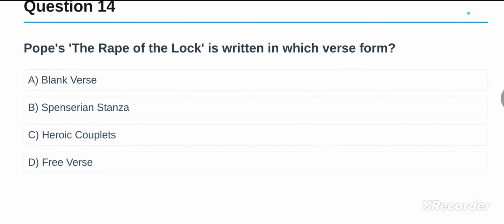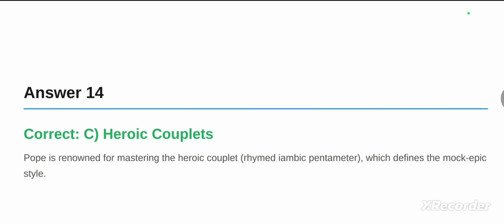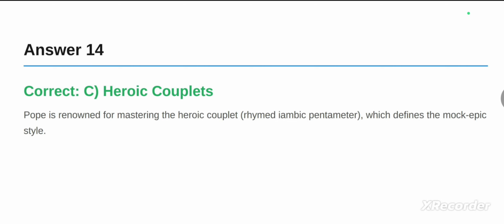Question number 14. Pope's The Rape of the Lock is written in which verse form? And we all know Pope is famous for his heroic couplets. Pope is renowned for mastering the heroic couplet, rhymed iambic pentameter, which defines the mock epic style. And we all know the heroic couplet is famous by Geoffrey Chaucer.